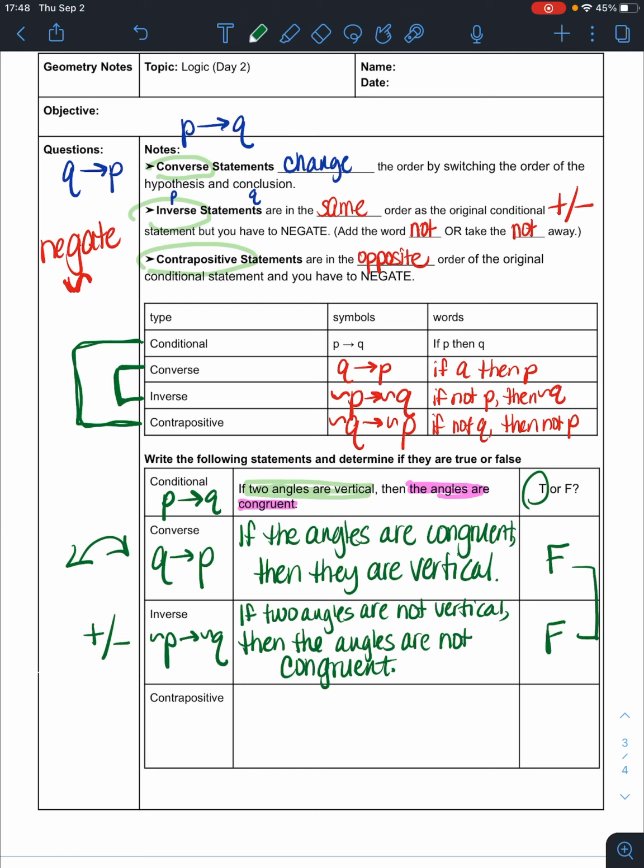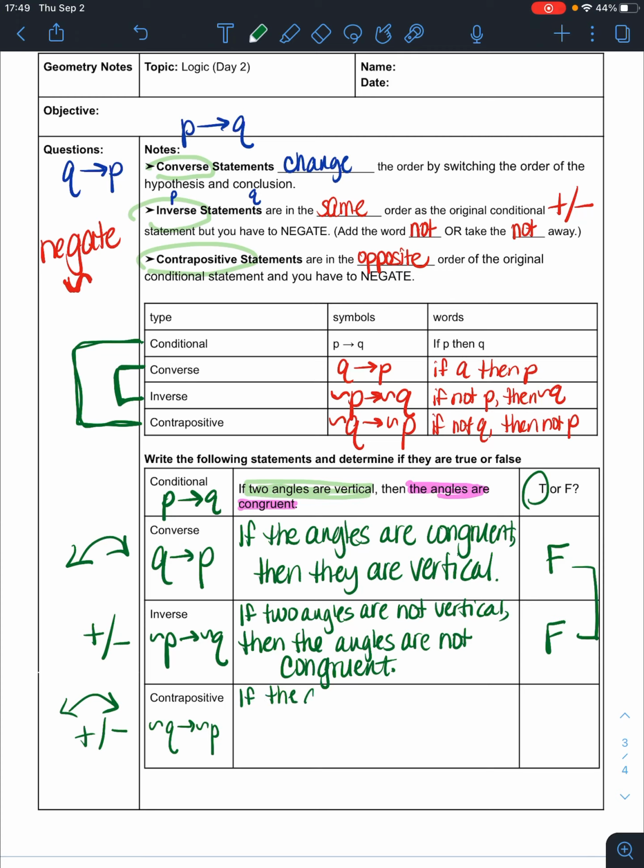And then lastly, let's look at our contrapositive. So remember, it switches and negates, right? So it's not Q, then not P. Basically, the contrapositive switches the inverse, if you want to look at it that way, because the inverse negated it, and now we're going to switch it again. So we negate it and we switch it. Now let's look at that.